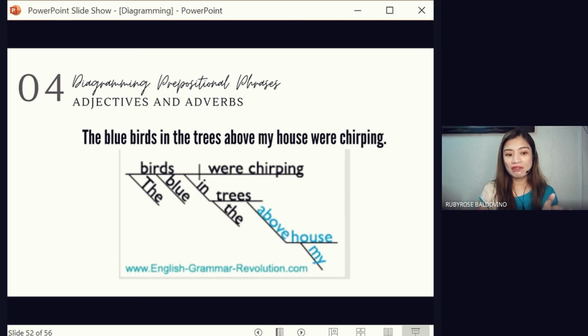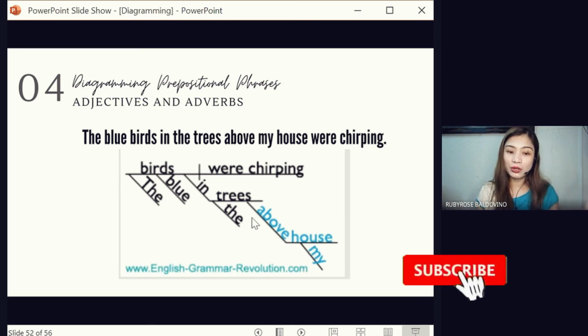And then we have in the trees above my house. So we have two sets of prepositional phrases here. So we just have to start with the first preposition. Our first prepositional phrase is in the trees. So we place it under the subject. In, and then of course the object of preposition trees, and then of course underneath it is the article. And in the trees describes the birds, because what's in the trees, it's the birds.